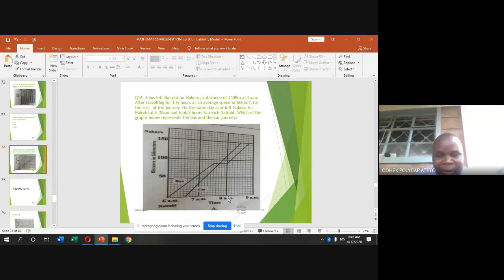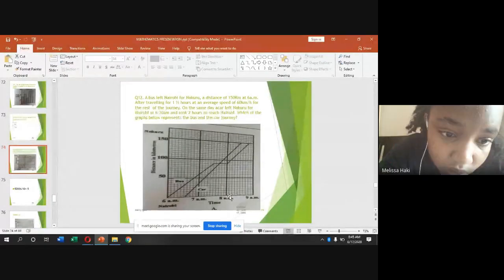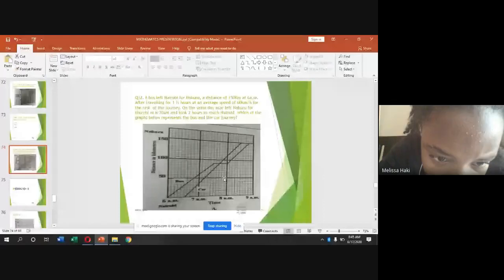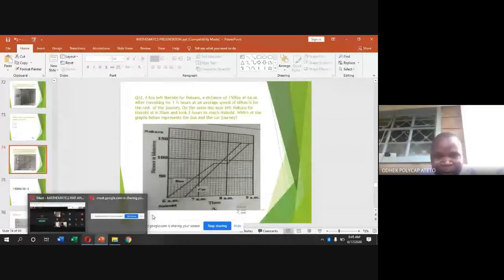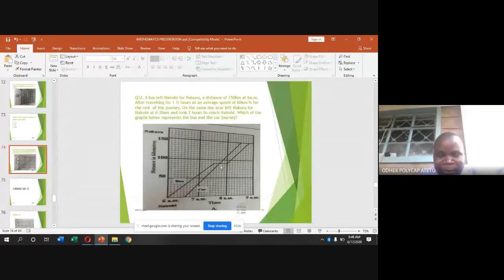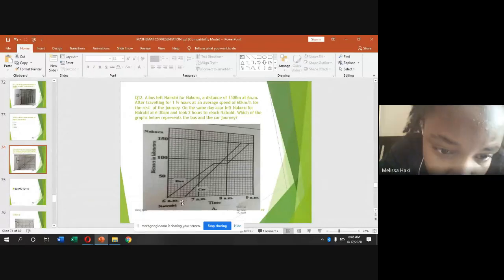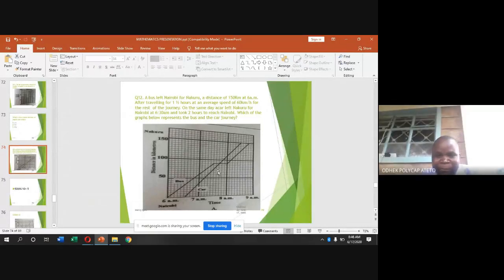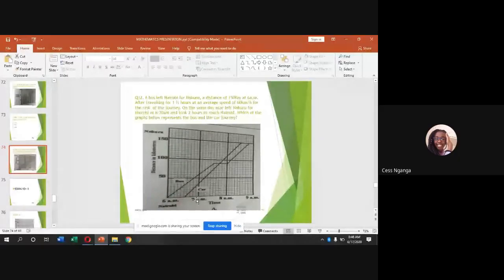How many kilometers was he at 8 a.m.? How far was he at 8 a.m.? No, the one which is straight. This line which is straight, not the one that has arrested. How many? So 110 kilometers.